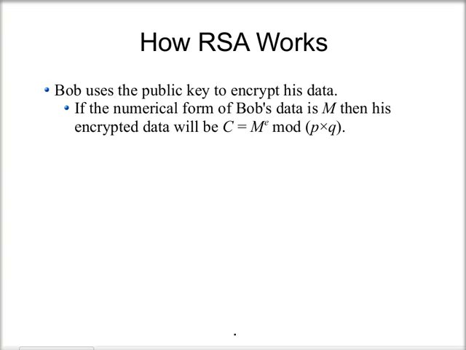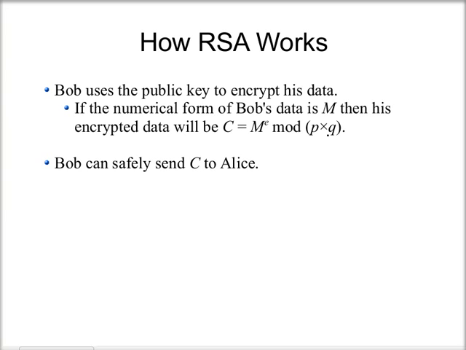Bob can use the public key to encrypt his data. If the numerical form of Bob's data is M, some big string of numbers, then his encrypted data will be C equals M to the power E mod P times Q. So that's going to be another big number. Bob can safely send C to Alice.